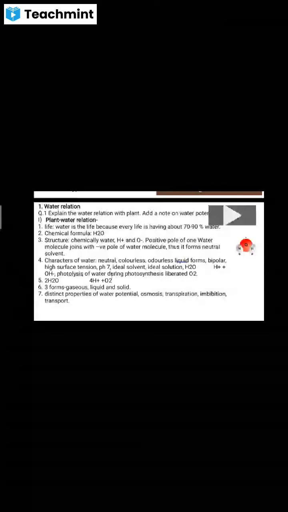So, if we see the structure of the water, then you will find the H plus and OH minus. So, the positive pole of one water molecule joins with the negative pole of another water molecule. Thus, these water molecules become the neutral solvent. Then let's discuss the characters of water. As you know, the water is neutral, colorless, odorless, and in liquid form.